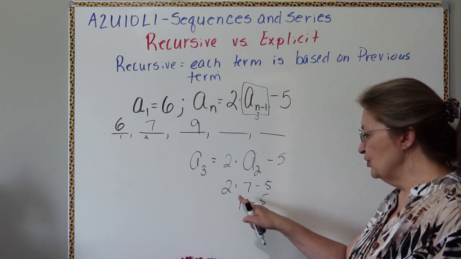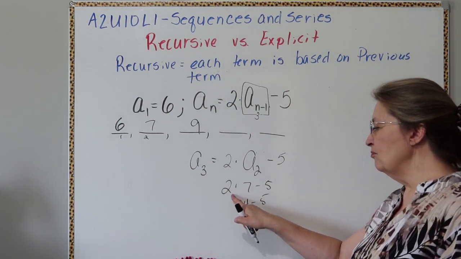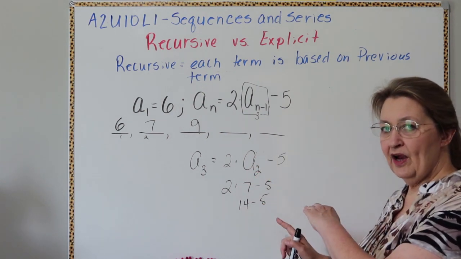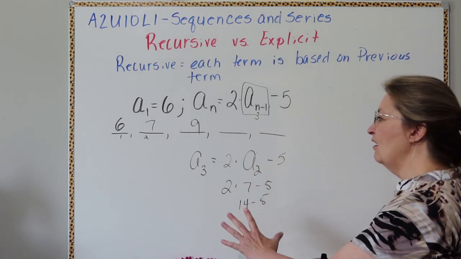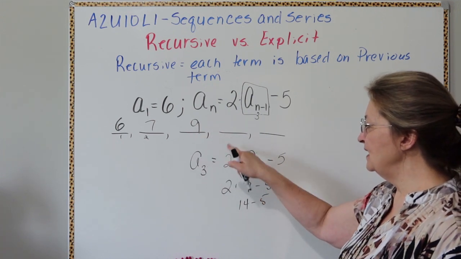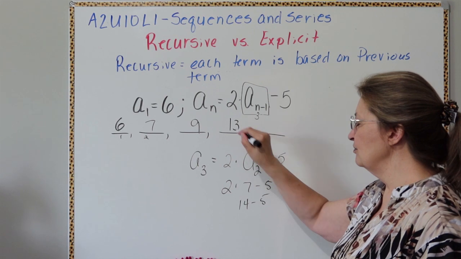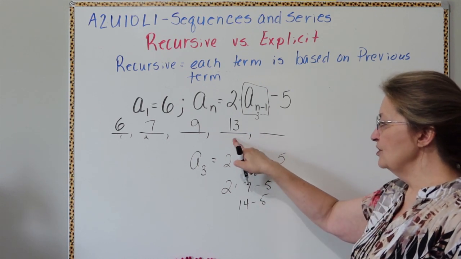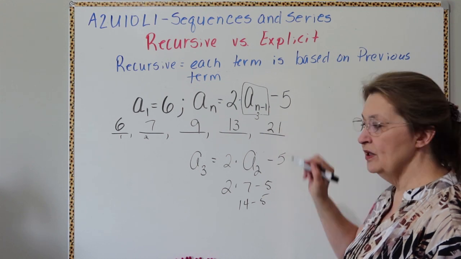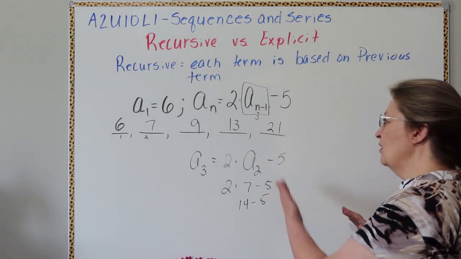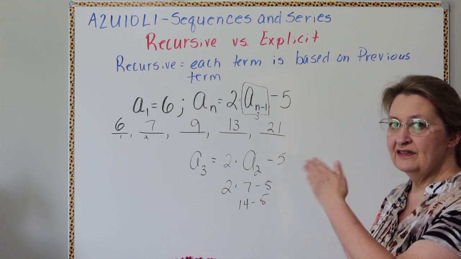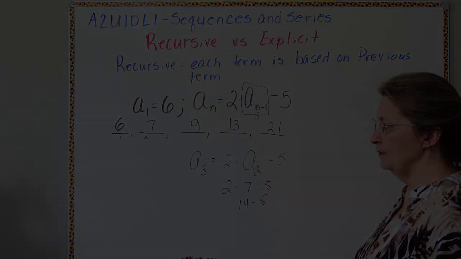Now you can see what you're going to do is you're actually just going to multiply 2 times the term before and then subtract 5. So instead of writing it all out, let's just see if we can do that. 2 times 9 is 18, minus 5 is 13. 2 times 13 is 26, minus 5 is 21. And you would just continue on: 2 times and minus 5. That's the pattern that we have going here.